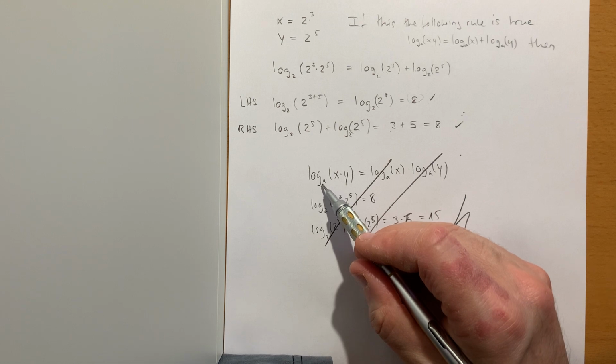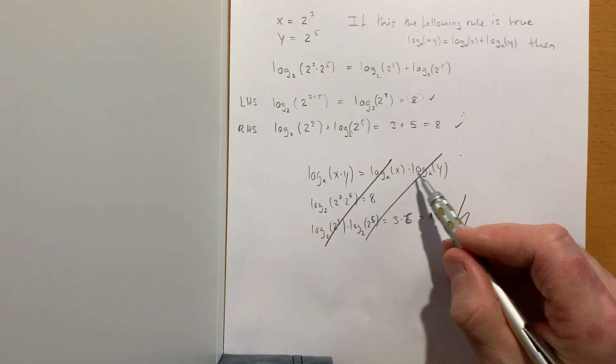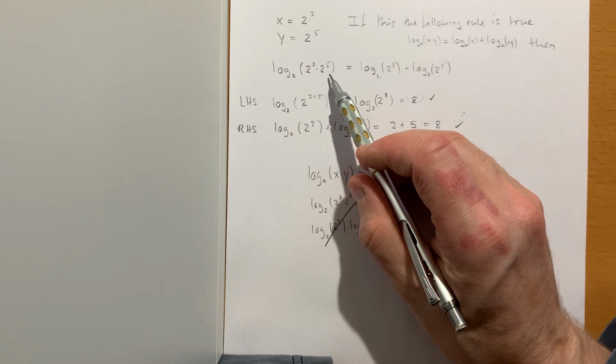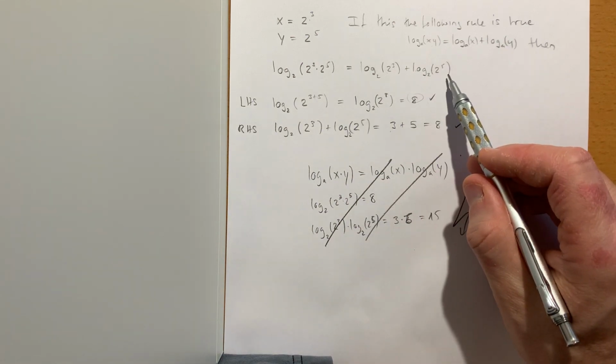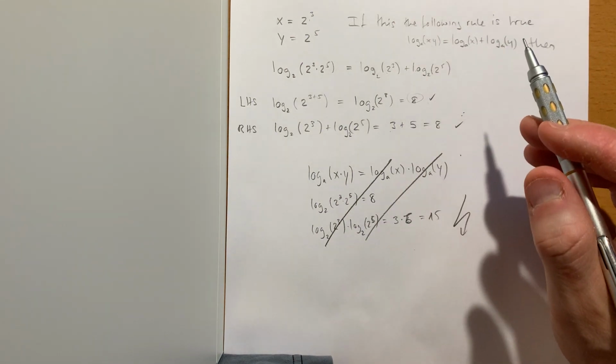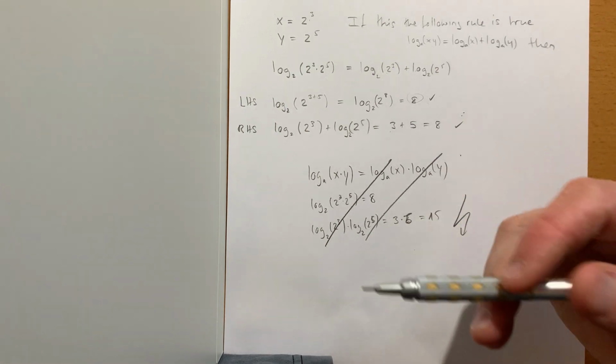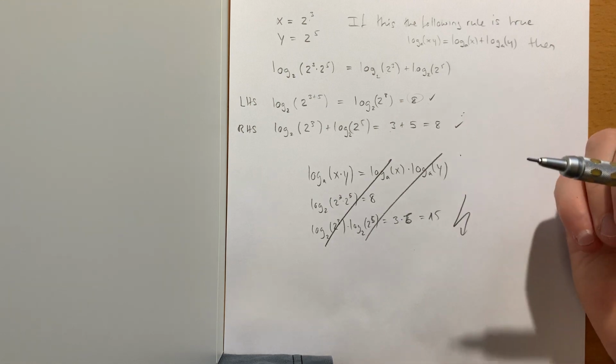Please, the logarithm of a product is not the product of the logarithms. The logarithm of a product is the sum of the logarithms. I know these are peculiar rules, and we're going to talk about them. We're going to derive them. We're going to show where these rules come from.